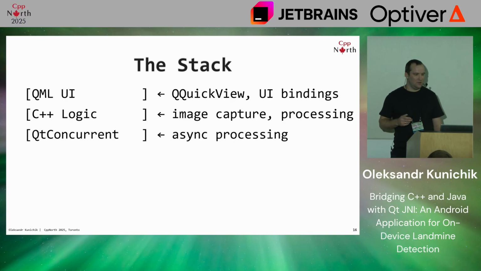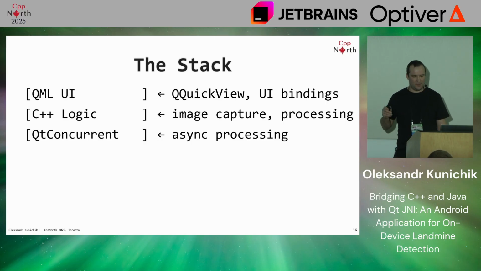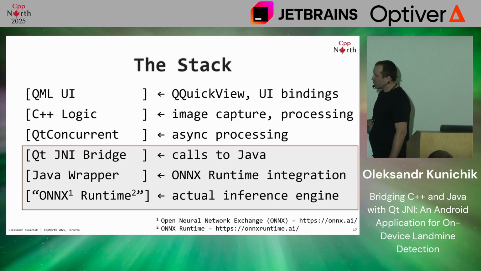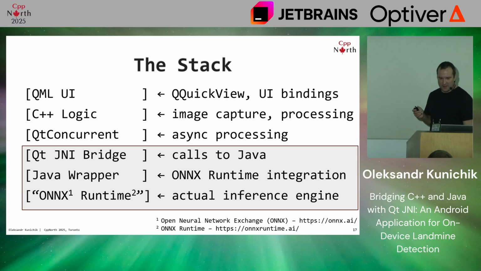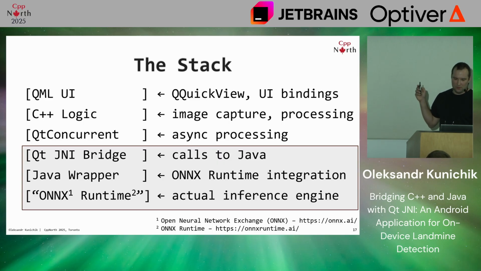And we use Qt Concurrent for heavy operations, so no frozen UI. And we're using Java for conducting inference. So why not rewrite everything in Java? Simple. We need iOS support too. So: a C++ core with a JNI bridge to Java ONNX.